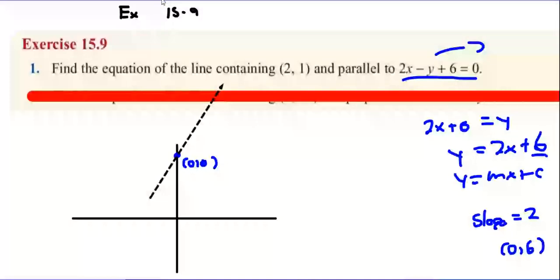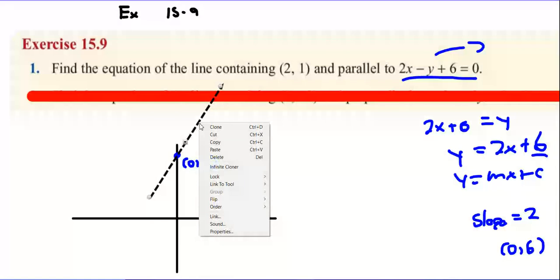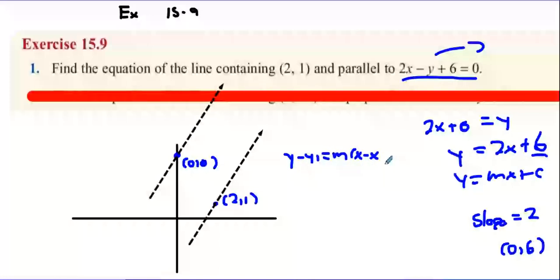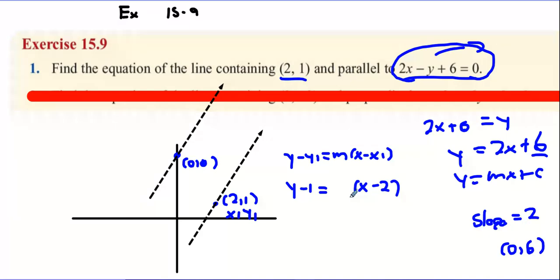Now imagine there's another point, (2, 1), which is down here. What we want is another line that's parallel to this line, and we want this parallel line to go through (2, 1). So you can see they're two completely separate lines. Now to get the equation of this line, we have y minus y1 equals m times x minus x1. We know the point it goes through, it has to go through (2, 1). So it's going to be y minus 1 equals m times x minus 2. But what's the slope value? Well, the slope has to be the same as this line here, so the slope has to be 2.